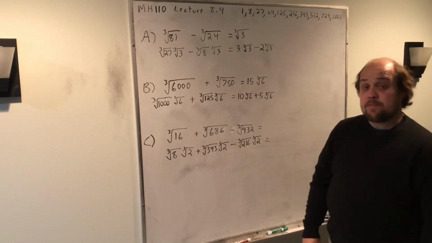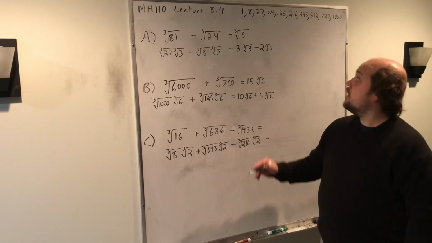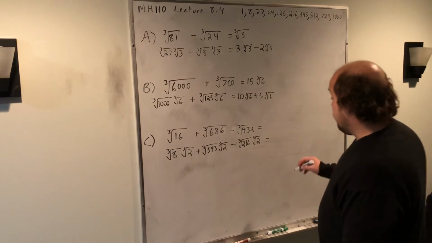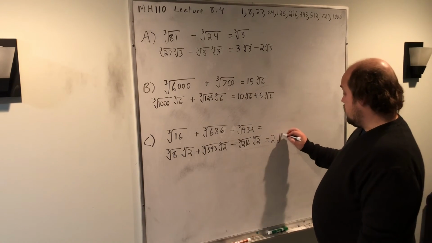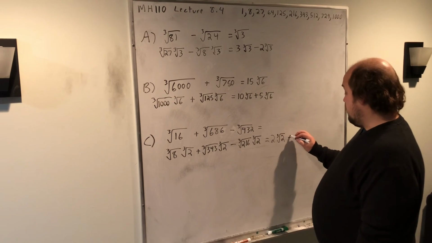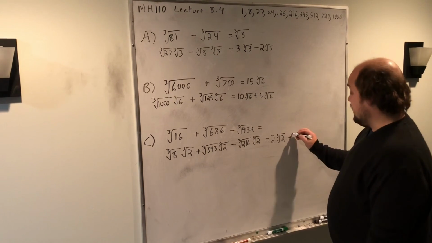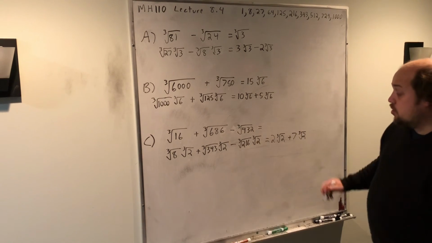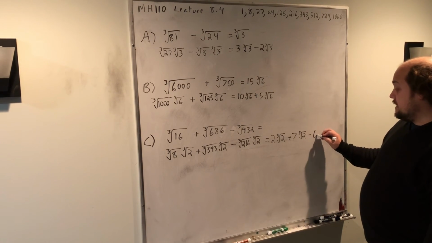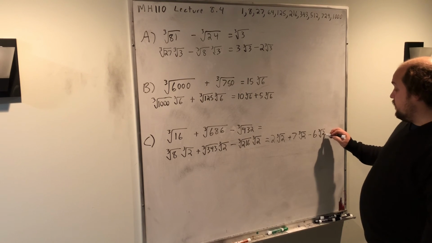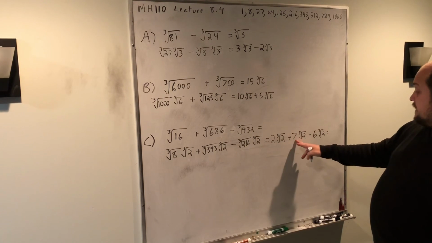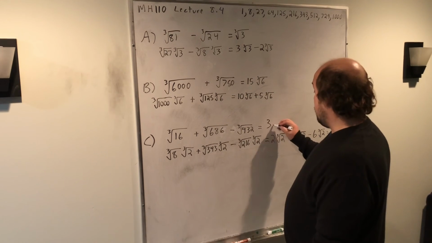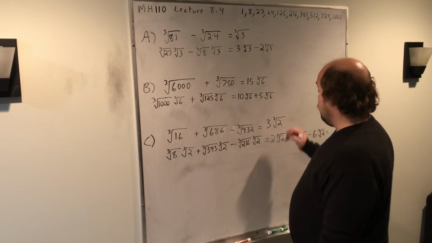Again, my next step is going to be to take all the perfect cubes and make them into whole numbers outside of the root. So the cube root of 8 is really 2, still cube roots of 2, plus the cube root of 343 is 7, still cube root of 2, minus the cube root of 216 is 6, still the cube root of 2. 2 plus 7 gives me 9. 9 minus 6 gives me 3. So my final answer is 3 cube roots of 2.